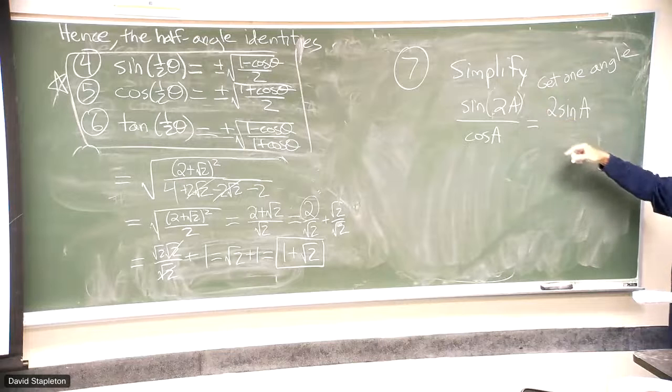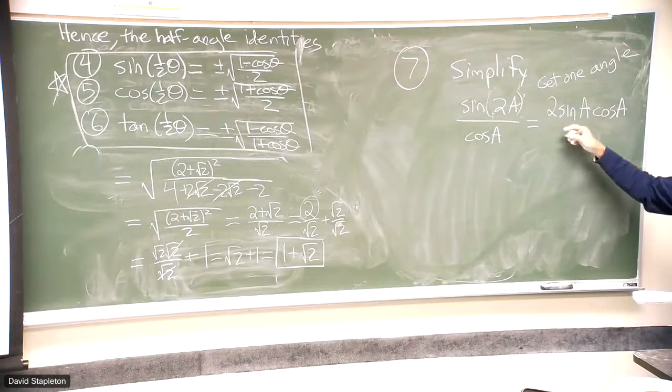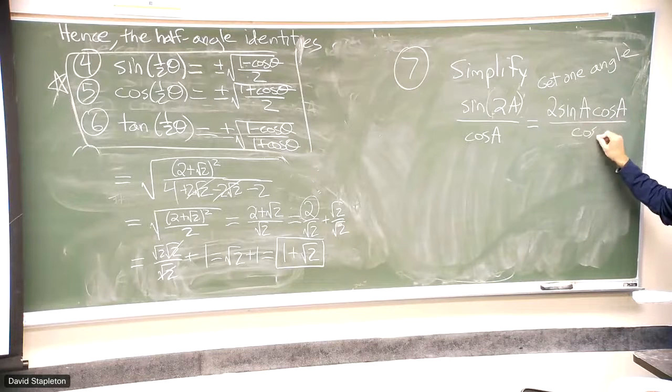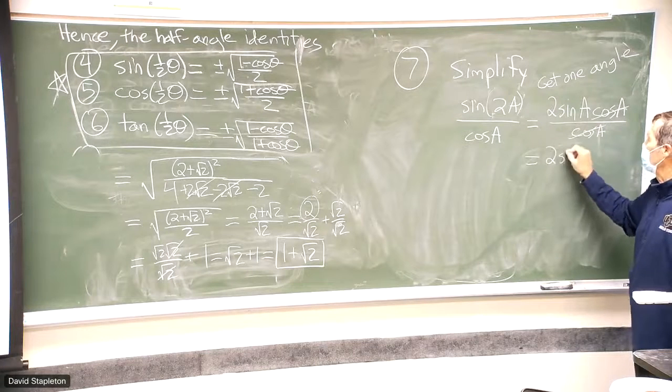The double angle identity for sine of 2A is 2 sine A cosine A. So you have to have that memorized for the test, so you can simplify these, right? Now I can see it clearly, right? Cosine cancels cosine. This is a fancy expression for 2 sine A.